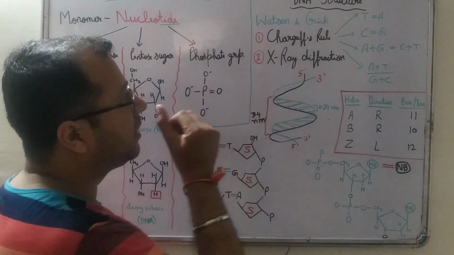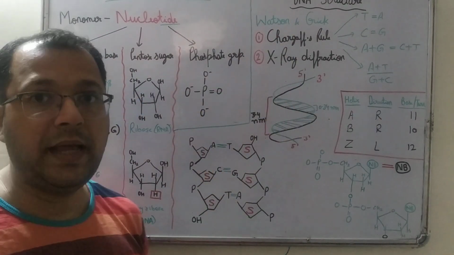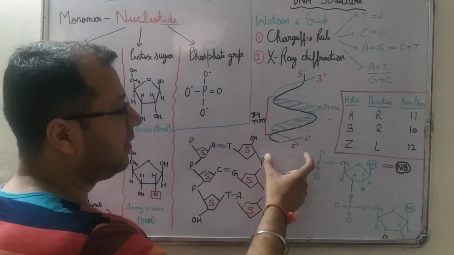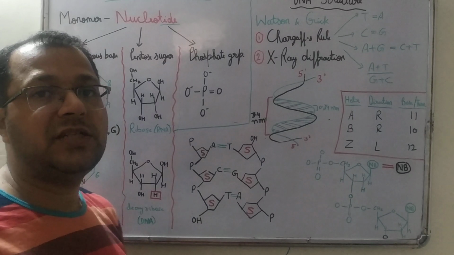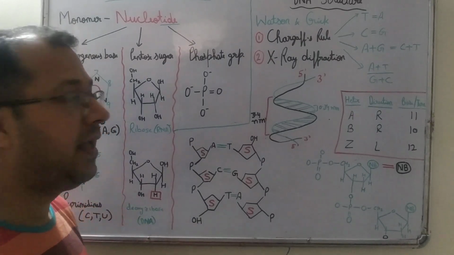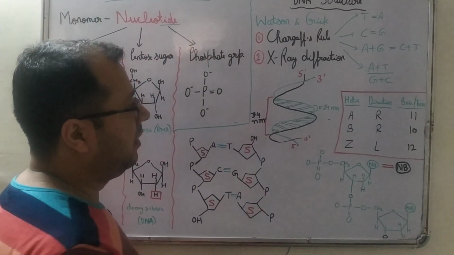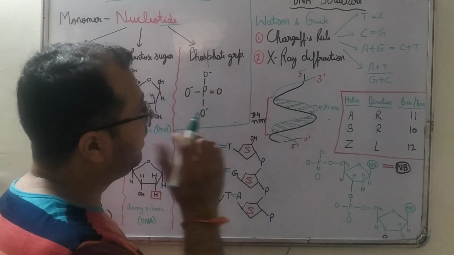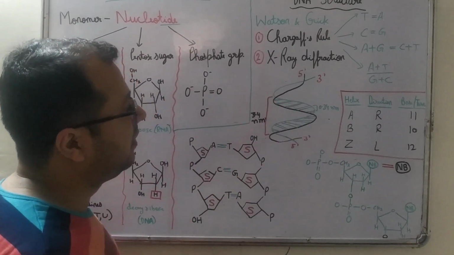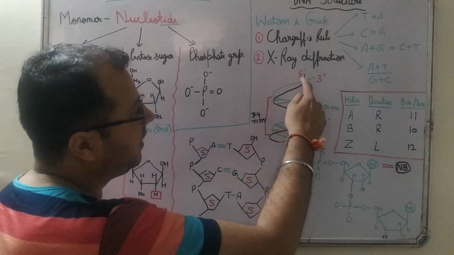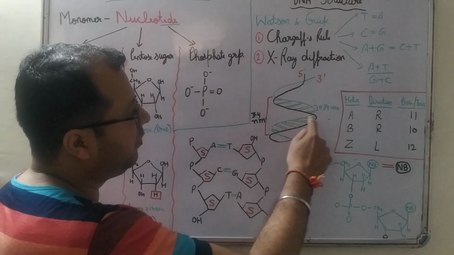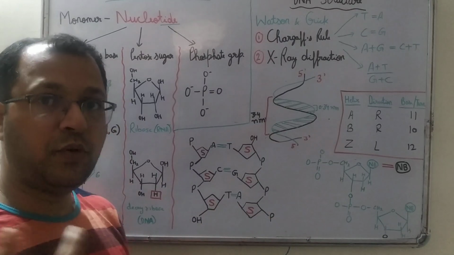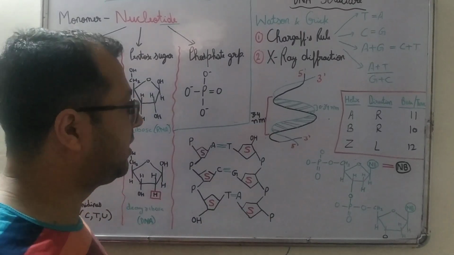The double helical structure of DNA, which was proposed by Watson and Crick, said that the two chains of DNA run in an anti-parallel direction. For example, I have tried to represent it by using two different colors. Here the first chain runs from 5' to 3' direction, and the second chain runs from 3' to 5' direction. That means both the chains run in an anti-parallel direction.